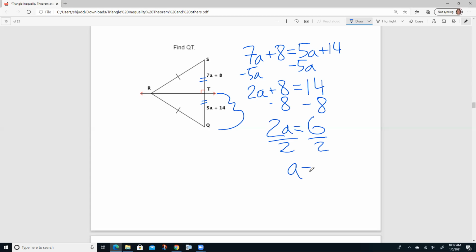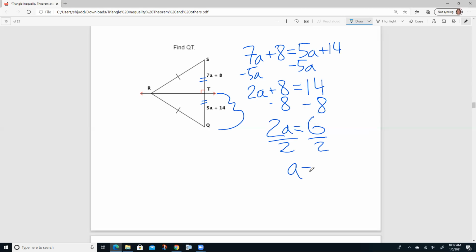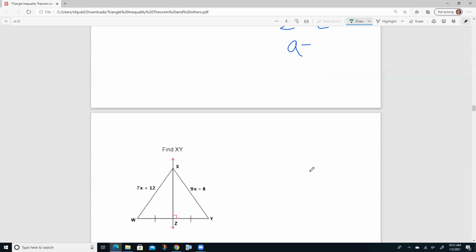Why has it stopped writing? If I change color, it'll write again. A is equal to 3. Okay, let's keep going.